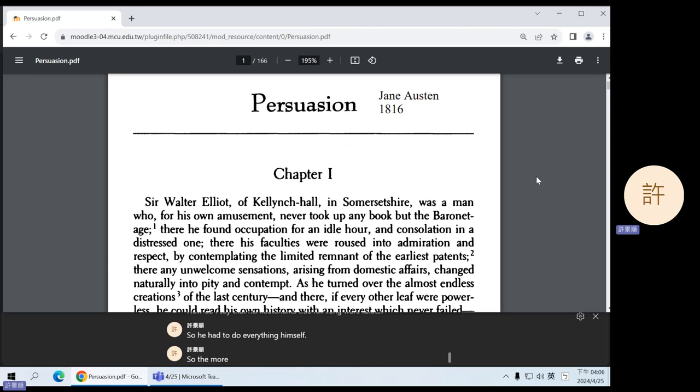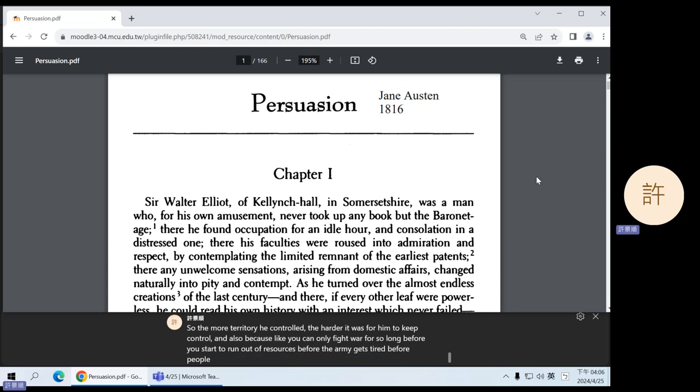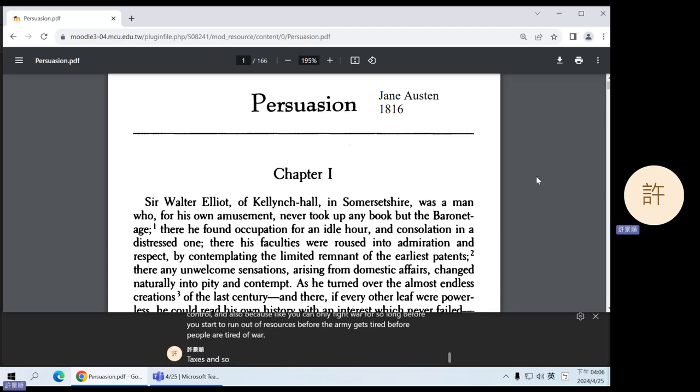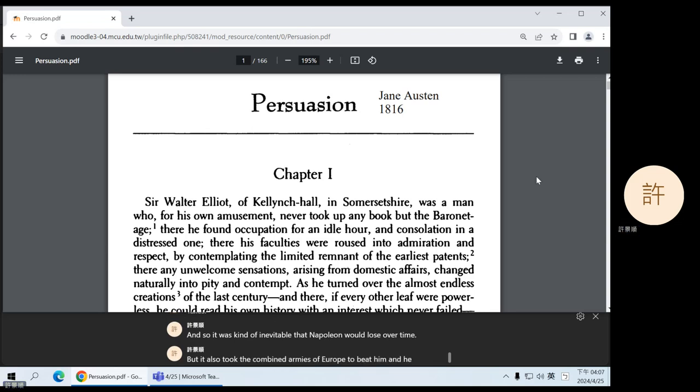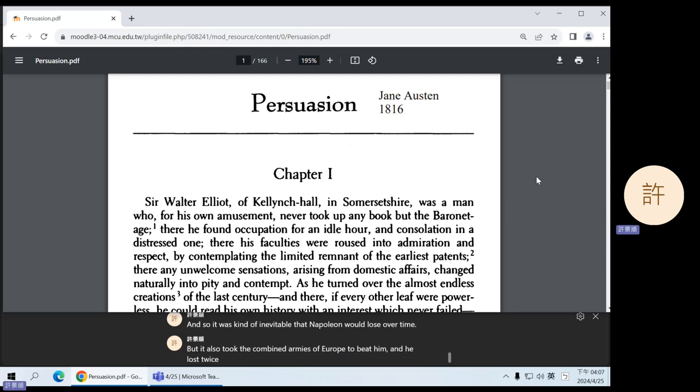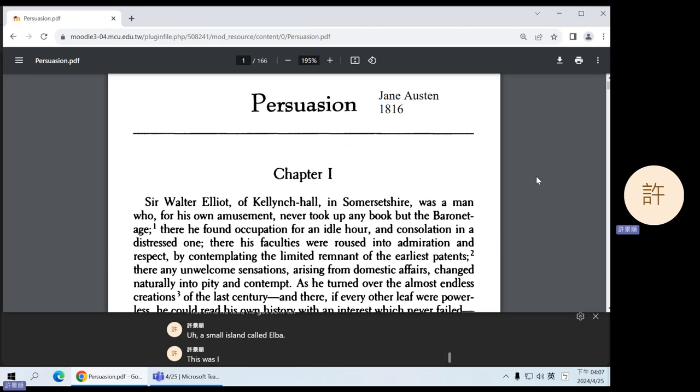So the more territory he controlled, the harder it was for him to keep control. And also because, like, you can only fight war for so long before you start to run out of resources, before the army gets tired, before people are tired of war taxes. So it was kind of inevitable that Napoleon would lose over time, but it also took the combined armies of Europe to beat him. And he lost twice. First time he lost, he got sent to a small island called Elba. This was, I believe, around 1810, maybe 1815. And then he escaped the island and gathered his army and tried again and quickly lost at Waterloo, 滑铁卢.